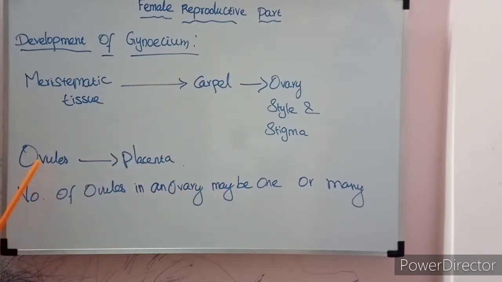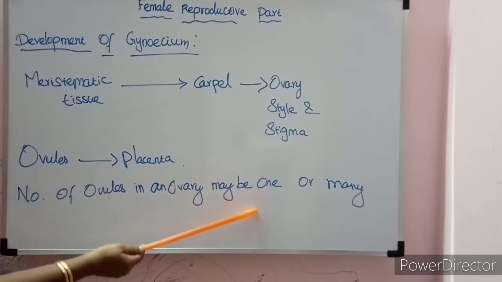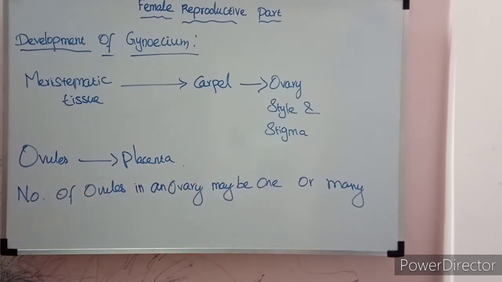The ovules arise from the placenta. The number of ovules in an ovary may vary according to the species of the plant. In some plants the number of ovules may be one, like paddy, wheat, mango. In some other plants like watermelon and papaya, there are many ovules. So this is about the development of gynoecium.